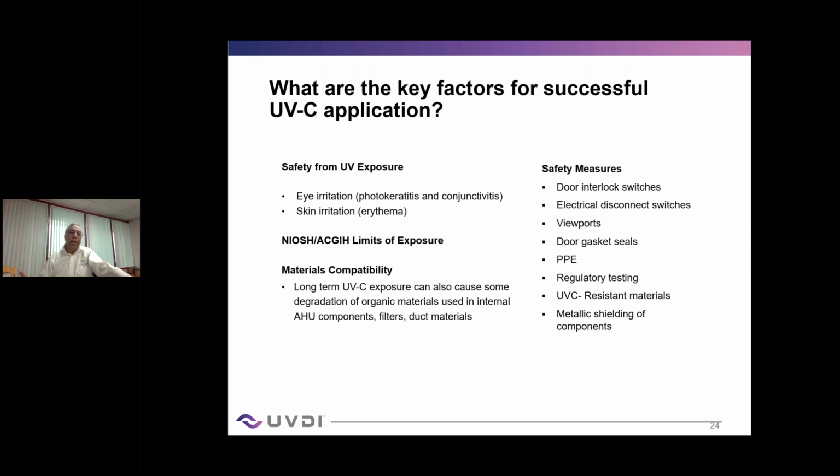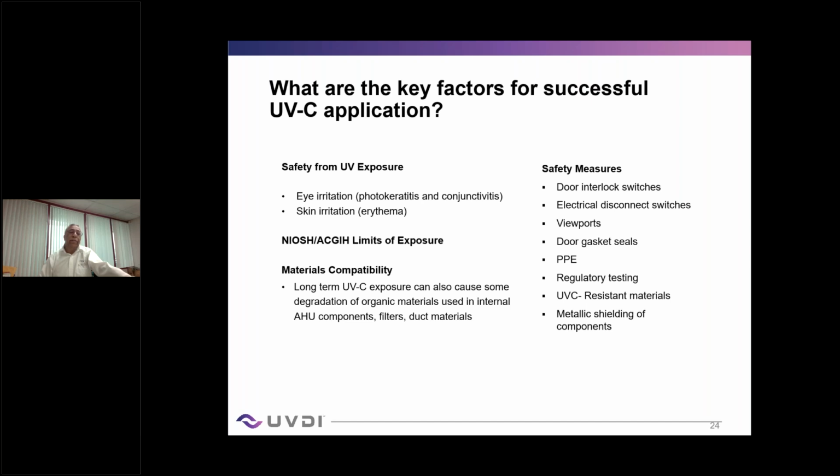So you have to make sure that you have adequate safety measures, interlock switches. You want to make sure that you have a viewport so you can see that your lights are working. You want to make sure that there are no leakages in your system. And if you are going in with lamps on, maybe in an adjacent section, you want to make sure you're wearing your PPE. Mostly, you need to protect your eyes most.